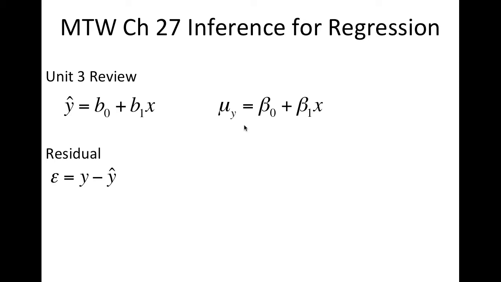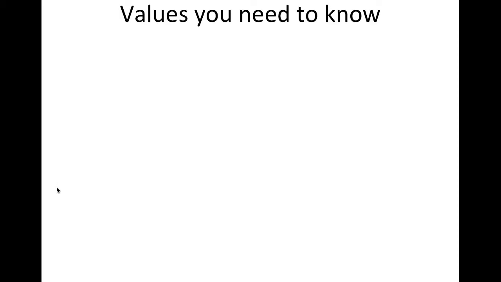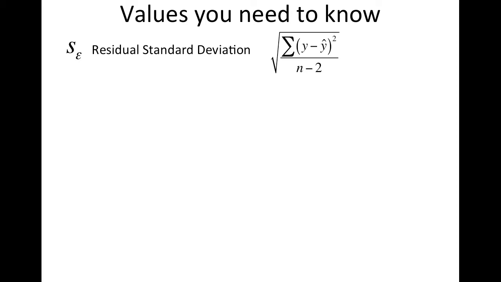So the important thing to take from this slide: we have our sample symbols, we have our population symbols for the parameter, we have our symbol for the residual and the subtraction. A couple other values that you need to know: we have epsilon, which is the residual standard deviation. That's going to be given to you when we do our calculation for the test statistic. If you do want to have the formula, there it is.